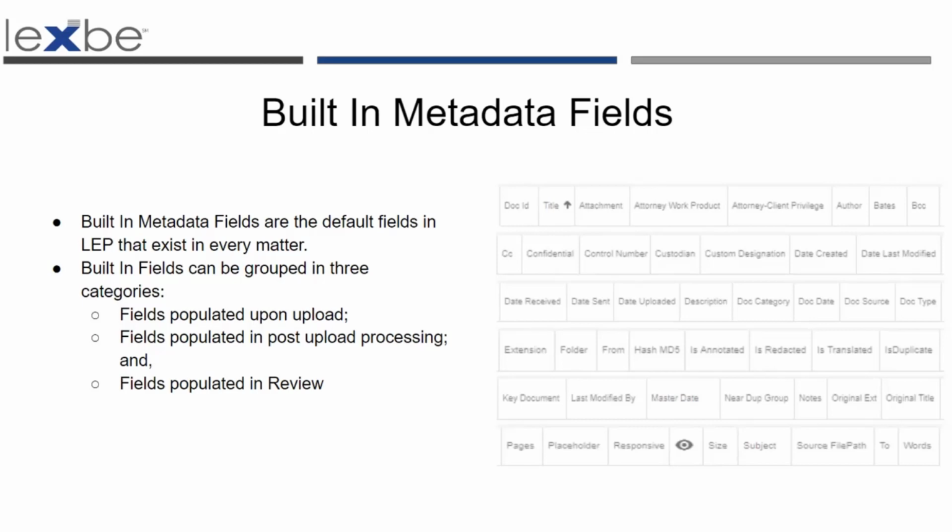Built-in fields that are reserved for review include attorney work product, attorney-client privilege, confidential, custom designation, description, doc type, folder, key documents, notes, responsive, and review status.